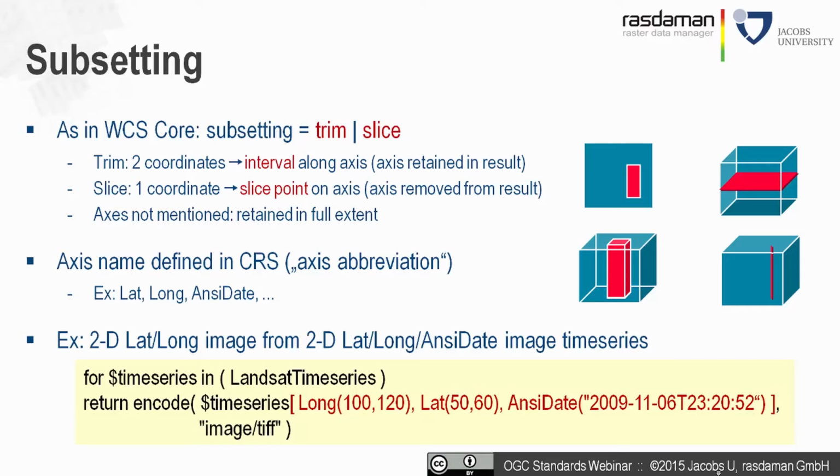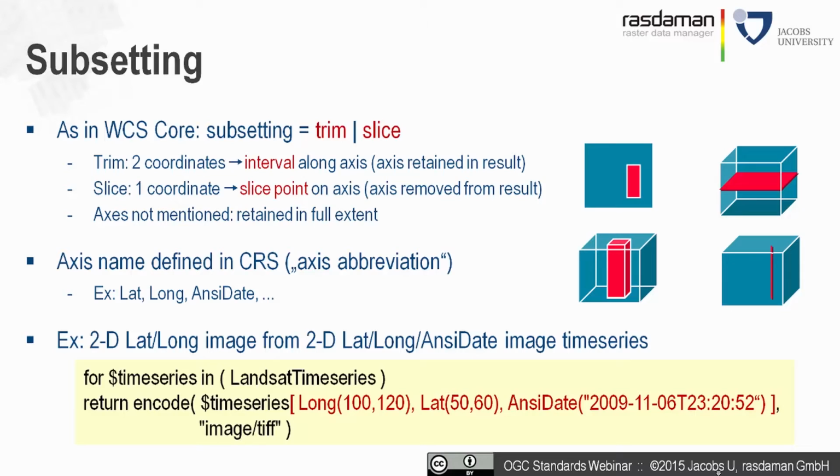When we do slicing, one coordinate is sufficient because that establishes the slice point on that axis. And subsequently, this axis is removed from the result. In the example at the bottom, we do a slicing along time, and we use the ANSI date coordinate system here, the ANSI date axis. And as we slice a particular timestamp, the result coverage will not have a time axis, but only long lat. So effectively, we cut out a two-dimensional coverage from a three-dimensional one.